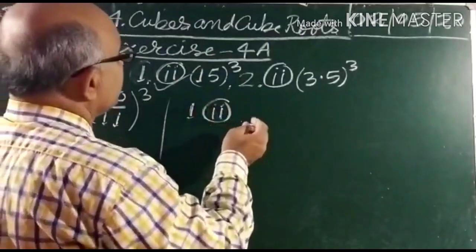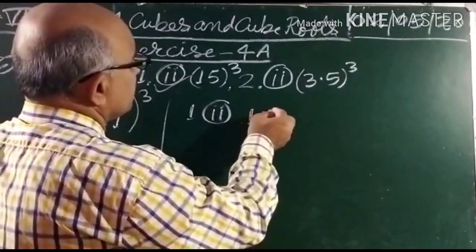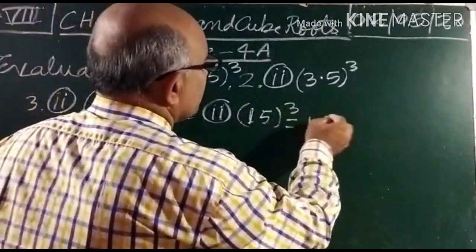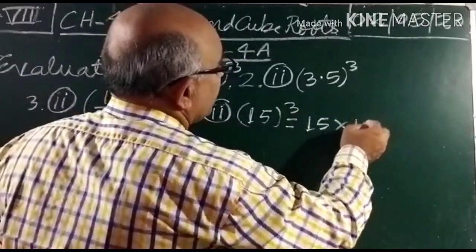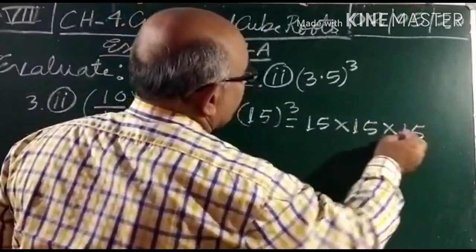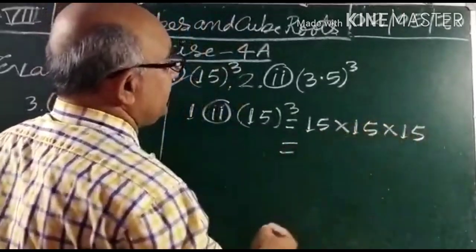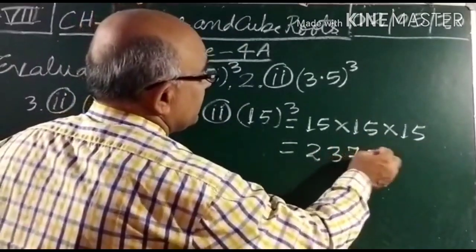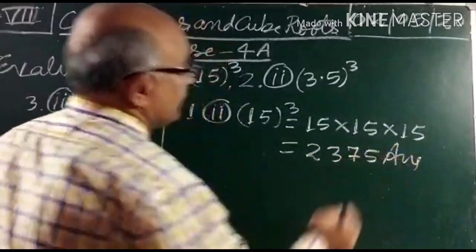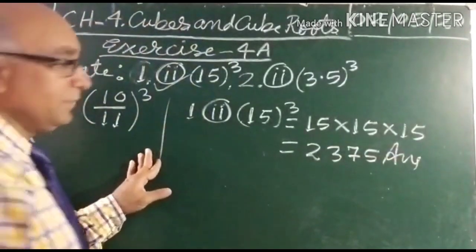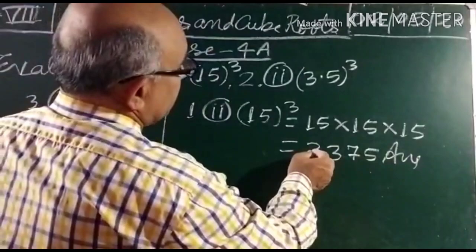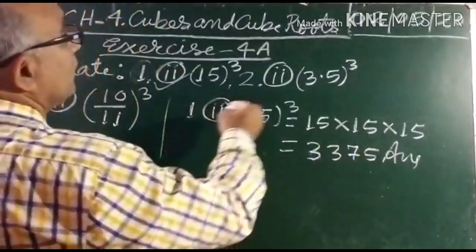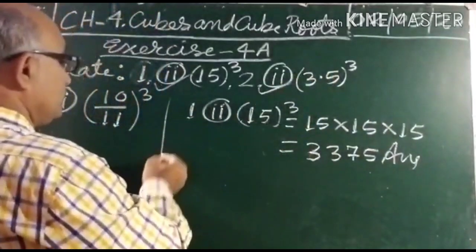Question number 2 of 1 is 15 cube. 15 cube means 15 multiply 15 multiply 15. So multiply 15 three times with each other. 3,375 is the answer. Now question number 2 of 2.